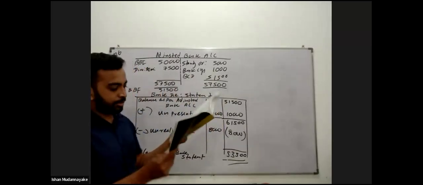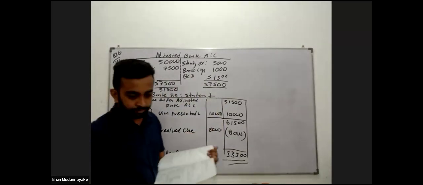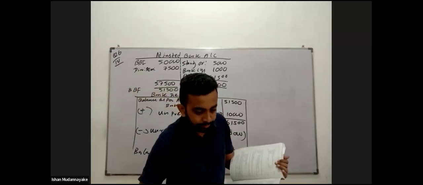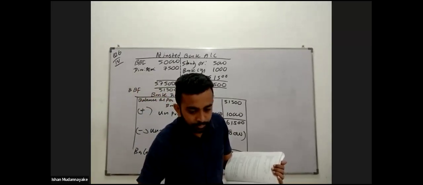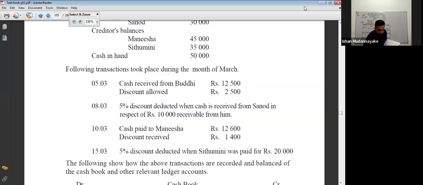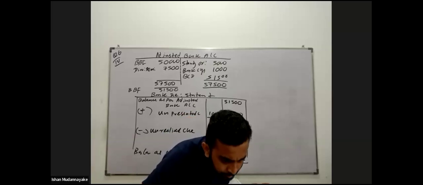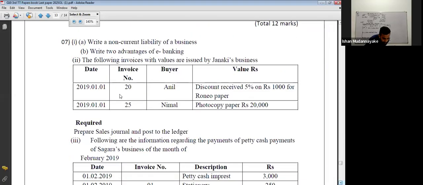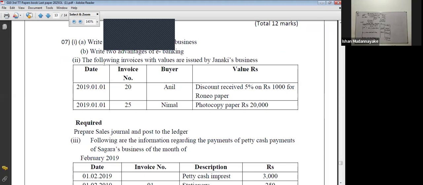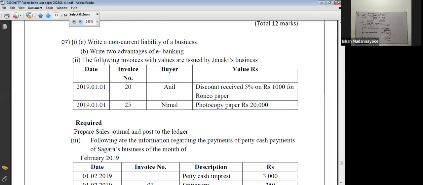Okay, right. Look at the next question. Question number 7. Students, look at question number 7. One of these equations. Write a non-current liability of a business.